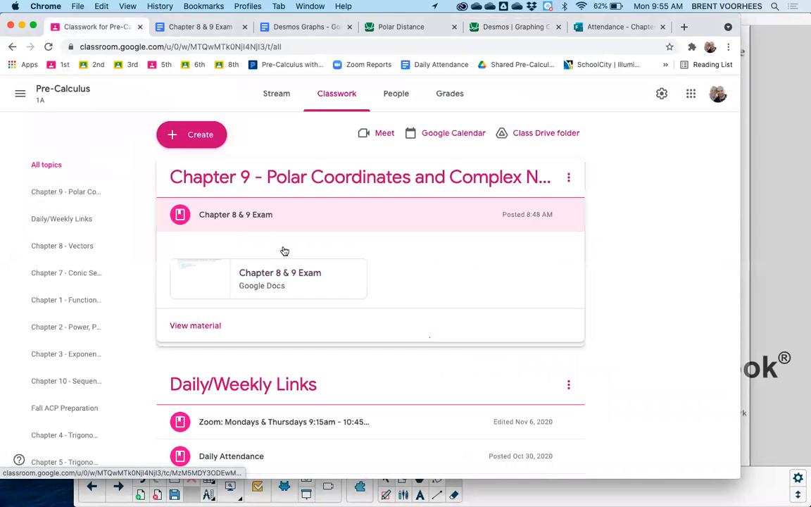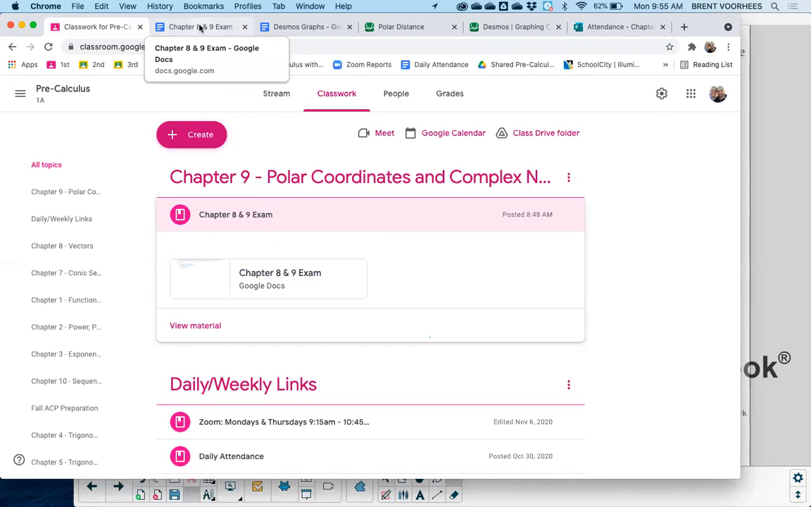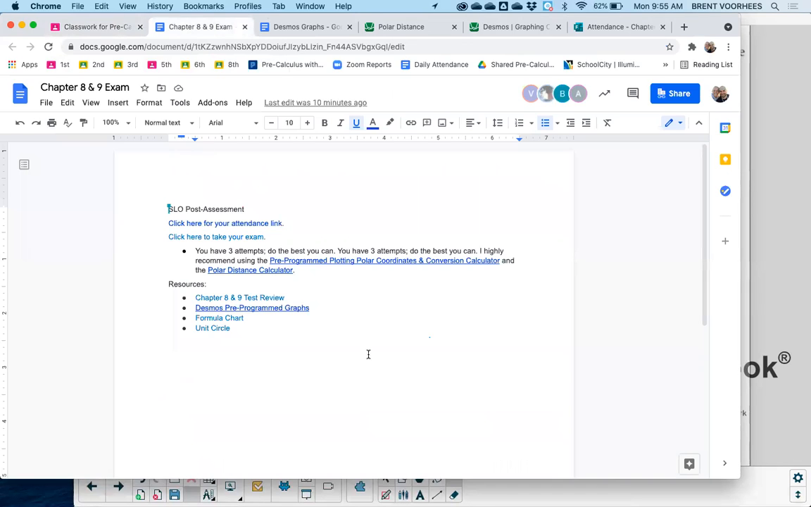It's in PowerSchool Learning and Google Classroom. It's the Chapter 9 exam. If you want to go fill that out, go ahead and take that. You do have 10 attempts. I know it says 3, but you actually have 10. So as soon as you take it, if you decide you don't like your grade, you want to retake it, you can do so. Do you have any questions for me before you start taking this exam?